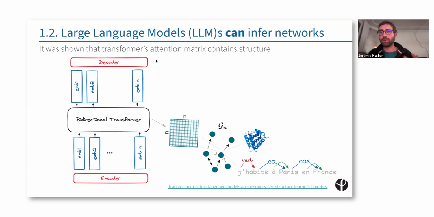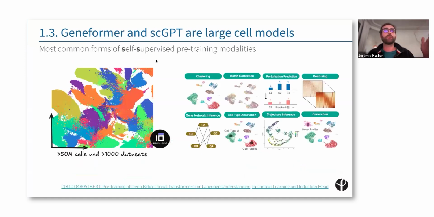And those models learn that from scratch. They're not trained specifically to have this, they just have these simple pre-training procedures that we'll talk about in a moment. And so they actually have been applied to single cell data. You might have heard of those models like scGPT and GeneFormer.